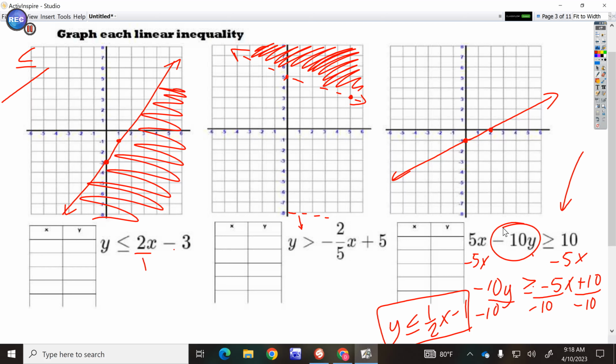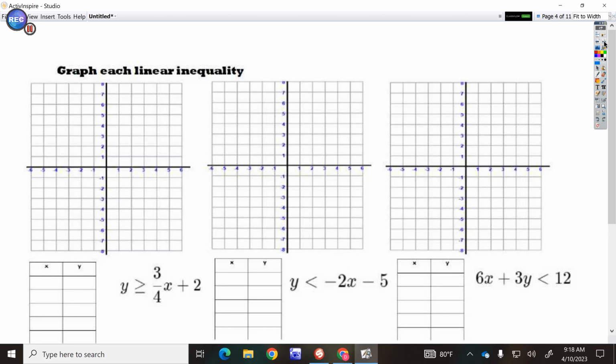Clear? All right, try the next page on your own. Same types of questions, same graphs as one of the previous pages, but now you got to shade where it needs to be shaded and make sure the line is dashed where it needs to be dashed. Hurry.